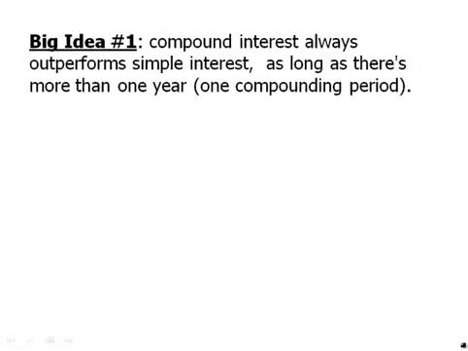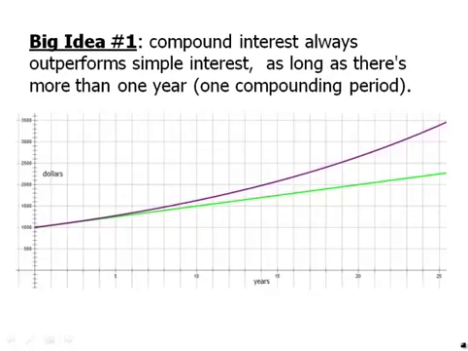So big idea number one, compound interest always outperforms simple interest as long as there's more than 1 year. That is to say, as long as there's more than one compounding period. And this graph really summarizes it. The green line is the straight line of simple interest. The purple curve is the line of compound interest. Notice that it curves away from simple interest. It accelerates away from simple interest.